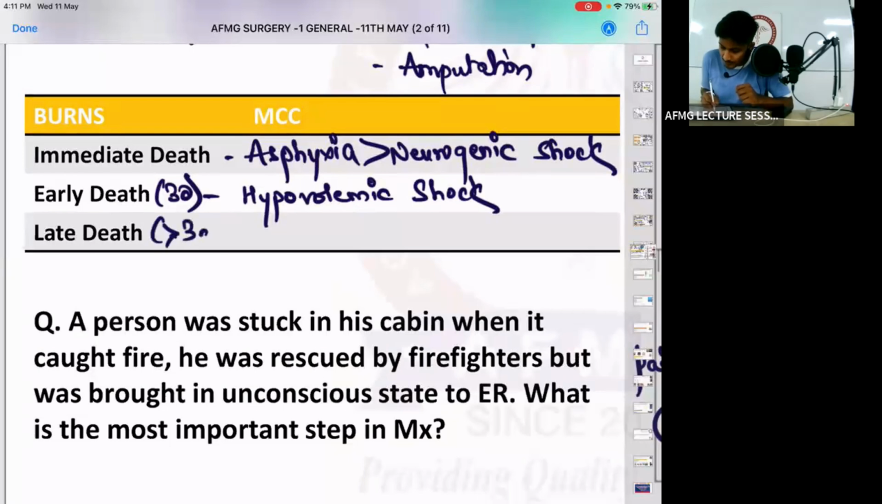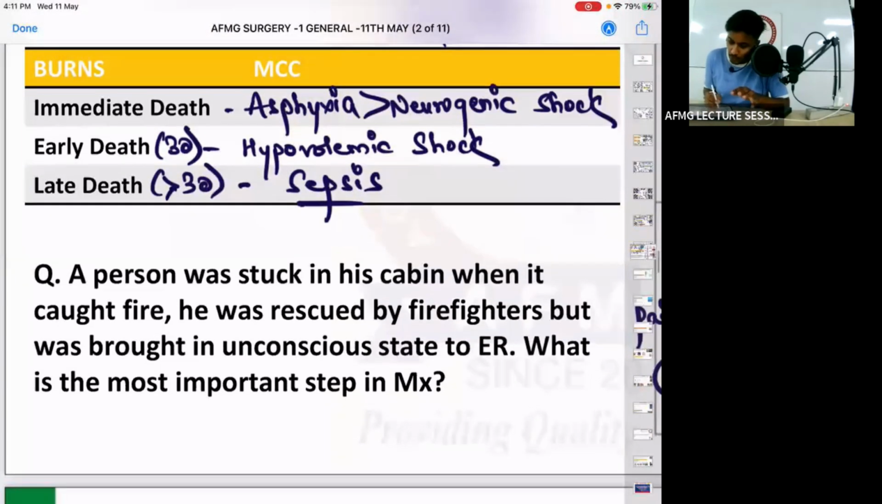Most common cause of late death in burns is infection of the burn wound, that will cause sepsis in the patient. Okay? Most common cause of death in burns is.